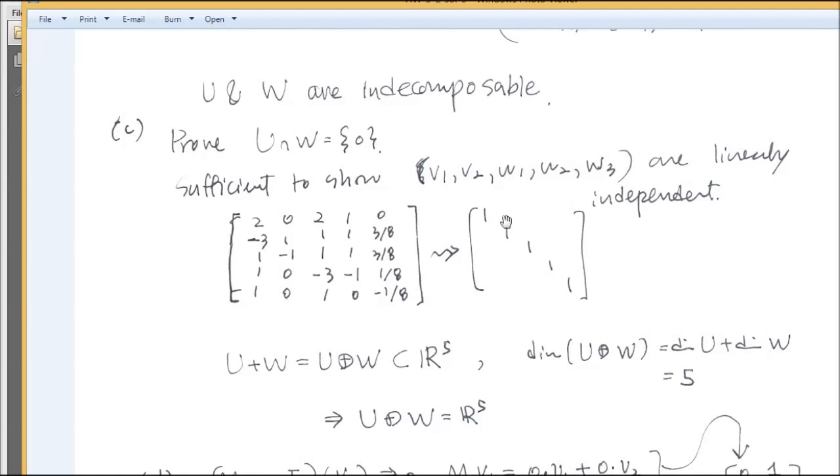1, 0, 0, 0, 0, 1, 0, 0, 0. The column vectors are linearly independent. That linear independence is exactly the same in here. That's the magic that echelon form is doing.